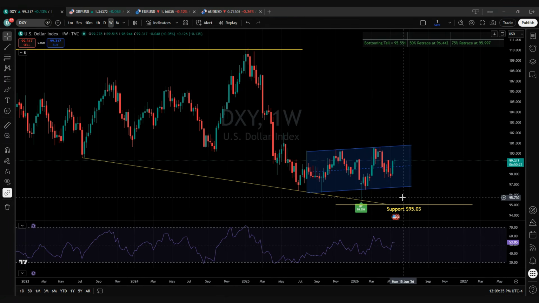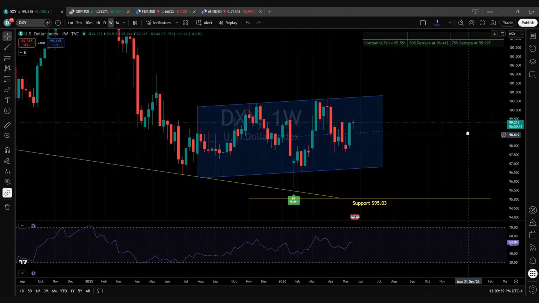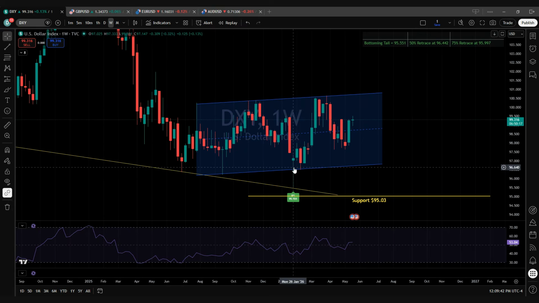But for the most immediate near term, let's zoom in a little further and look at this parallel channel that we're in for the DXY. As I said, we established a great weekly bottoming tail holding the bottom range of this parallel channel. The level on the bottom of the parallel channel currently is at $96.71. You can see we're comfortably now trading in the top 50%.